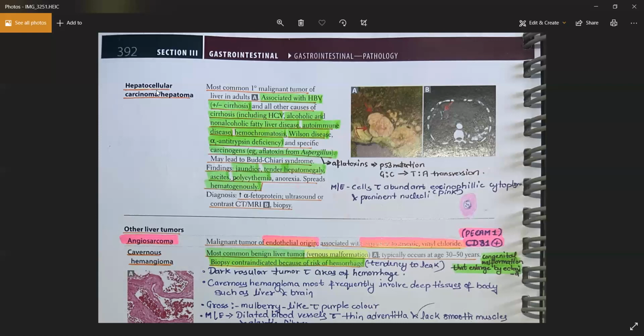Please note that although it is a carcinoma, and most carcinomas spread through the lymph nodes, this carcinoma spreads through the blood vessels. It is also very important.